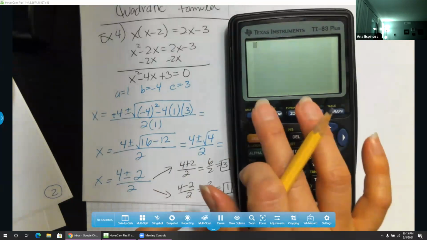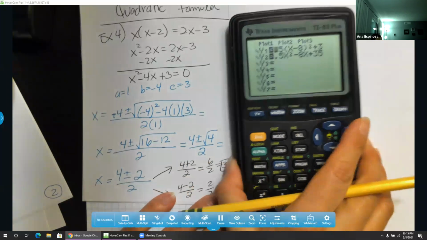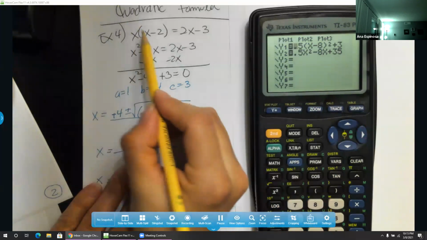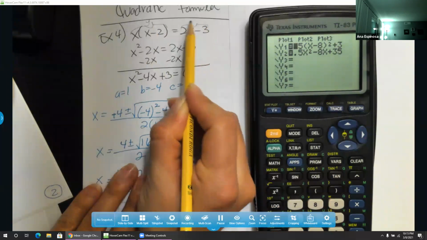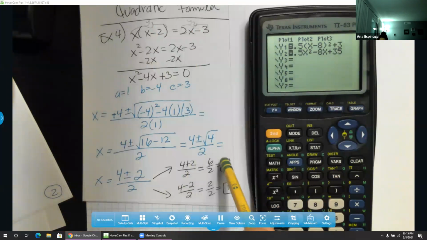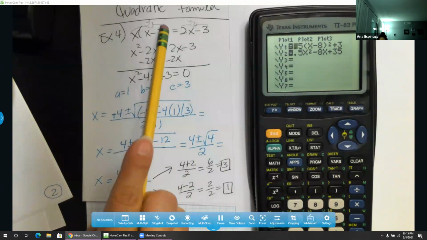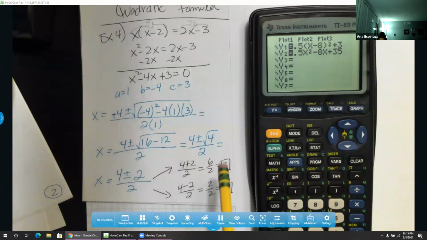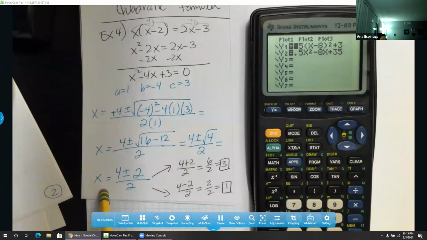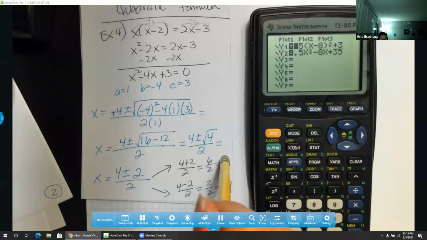But if I go to y equals, I can use my graphical approach. So what you would do is plug this into y1 and this equation into y2, and they should meet at two different places. This is a happy face, or a parabola. This is a line. And so they should cross at two places. Your x values are going to be 3 and 1. That's where they're going to meet. Not 3, 1, not 1, 3, 3 and 1. There are two solutions to this problem.